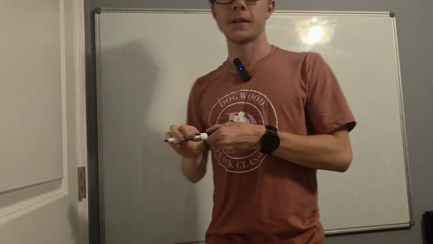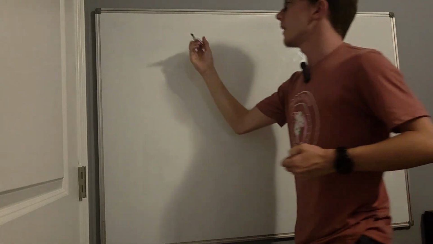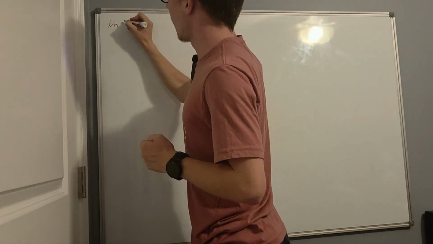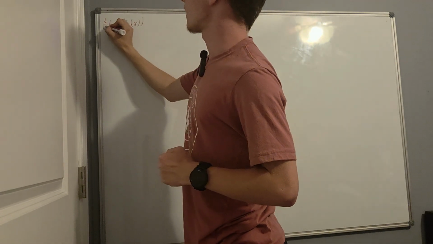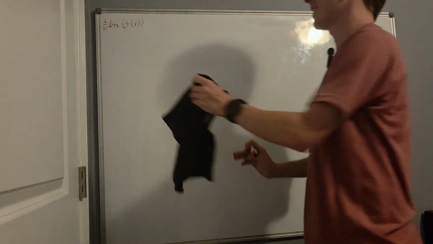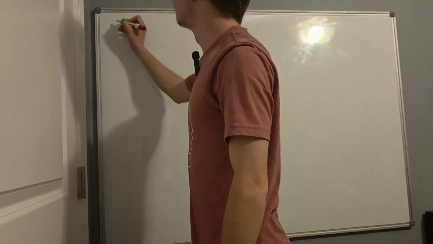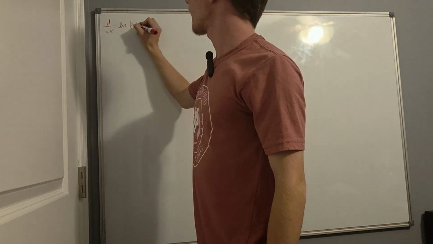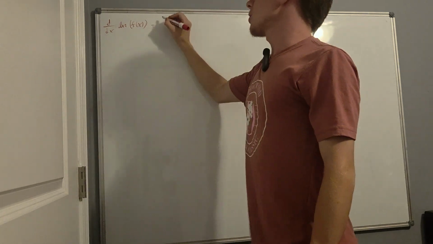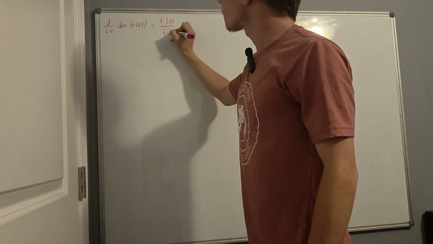This is my favorite one because I'll show you. ln of f of x, and we're looking for the derivative with respect to x of the natural log of f of x. Right now, I'm just going to tell you it's equal to f prime of x over f of x, but I'll show you why. Okay.